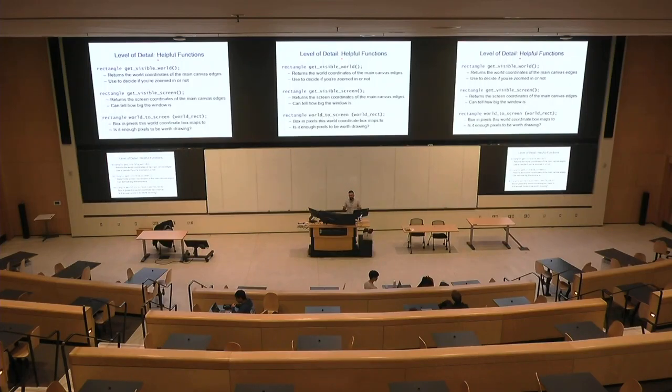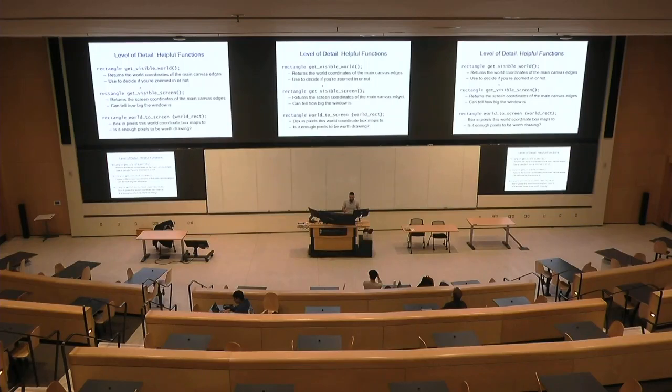Get visible world, basically it will tell you whatever coordinates are showing currently on the screen at which zoom level. So when you are at the zoomed out level, the maximum level, it's basically showing the whole initial world coordinates that you specified. When you zoom in a little bit, now it's clipping the boundaries, and get visible world will return the coordinates that are currently visible on the screen. You might want that to basically decide whether to draw certain things or not, okay?